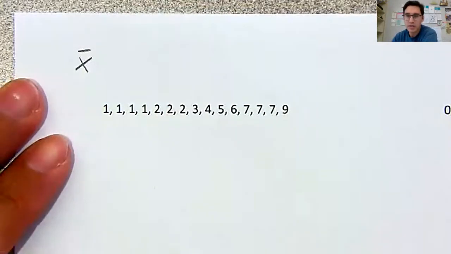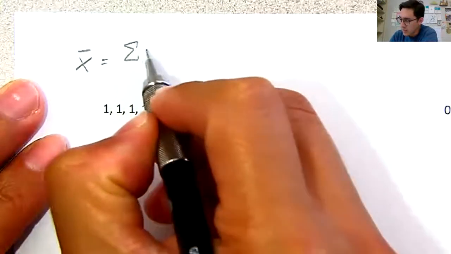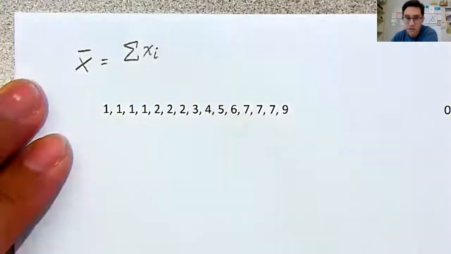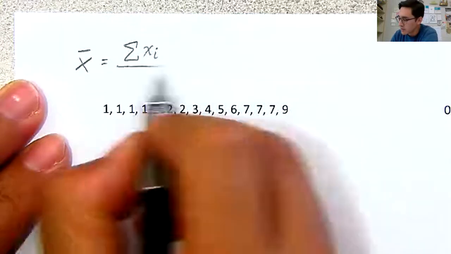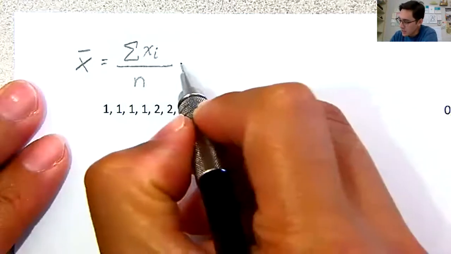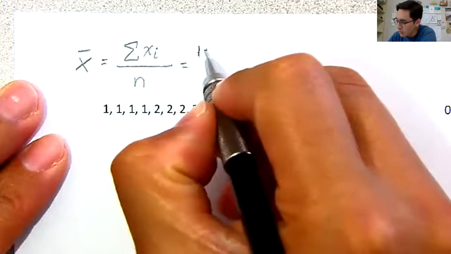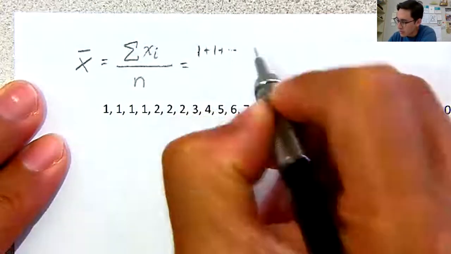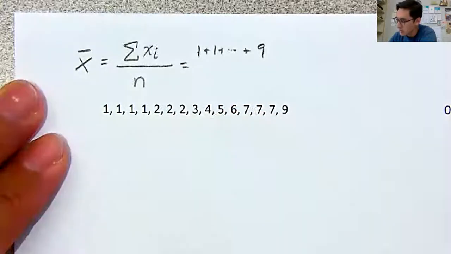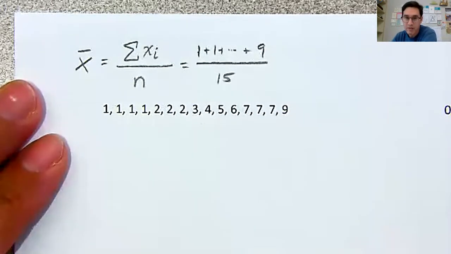Okay. So we use the symbol x-bar to represent the mean, and it's going to be the sum of the individual values divided by the sample size. All right. So we're going to start adding these up. 1 plus 1 plus so on, all the way up to 9. And then divide by the number of values we have, which is 15.